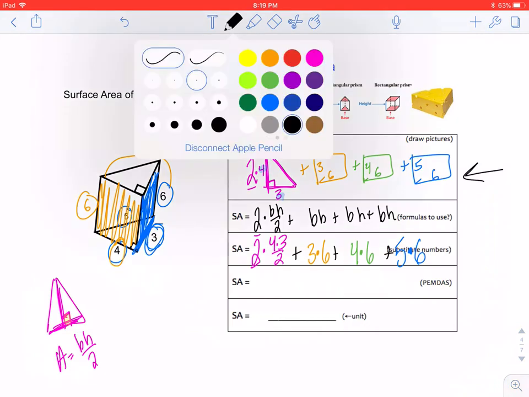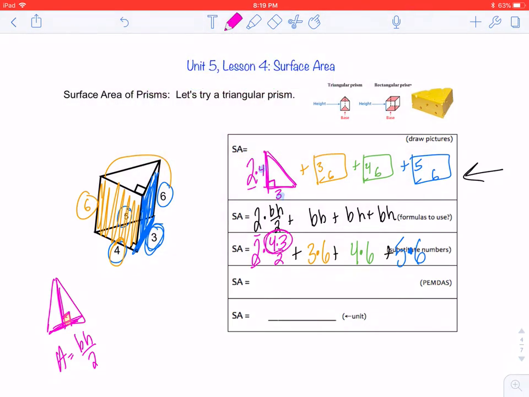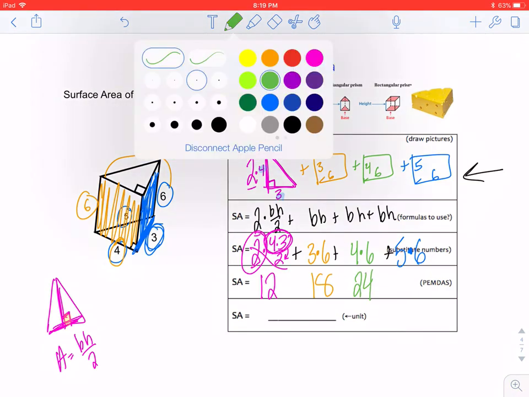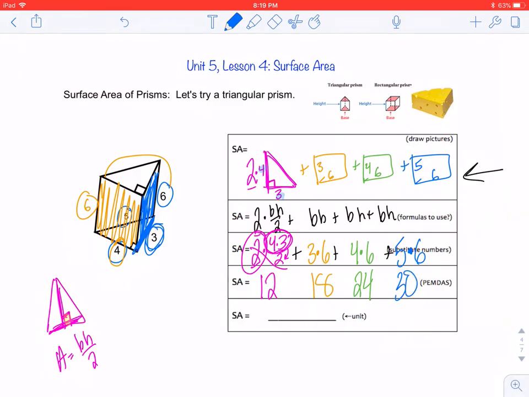What you can see here, hopefully, is that 4 times 3 is 12. When you divide that by 2, you get 6. And when you multiply by 2, you get 12 again. So it's the same as if you just did 4 times 3. So 12 plus 18 plus 24 plus 30.